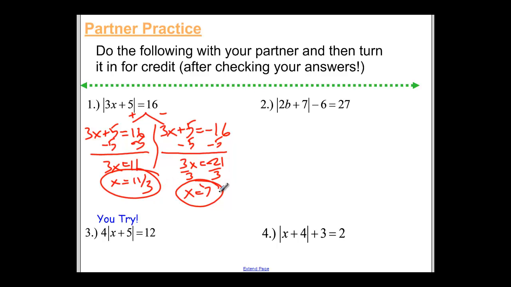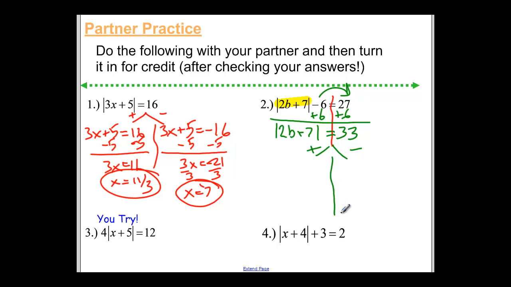Okay, all right, so let's go through this. Now the difference with this equation is, notice, we have to look at the absolute value as one big unit. So before we do the plus minus split, we have to make sure it's by itself. So we need to take this negative 6 and move it over. So I'm going to add 6 to both sides. And now we have the absolute value of 2b plus 7 is equal to 33. So now I can go ahead and split it into a positive and negative problem. So I'm going to have 2b plus 7 is equal to 33, and then 2b plus 7 is equal to negative 33.